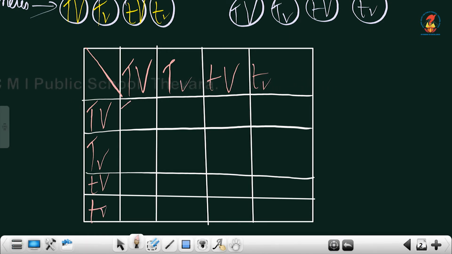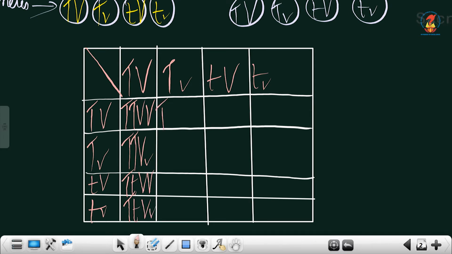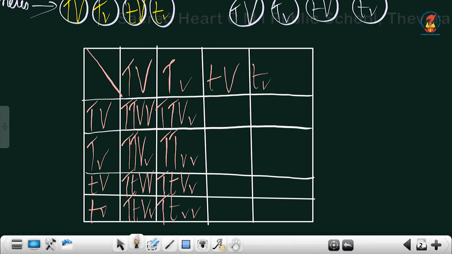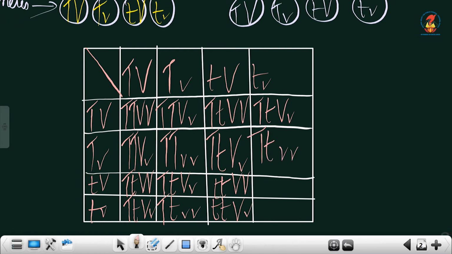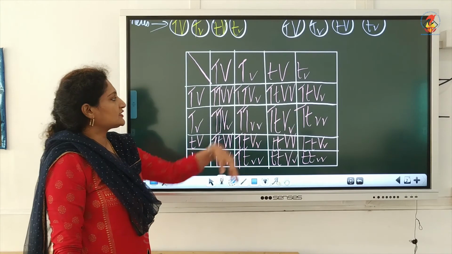I am doing the filling. Capital T, capital T, capital V, capital V, capital T, capital T, capital V, small v, capital T, small t, capital V, capital V, capital T, small t, capital V, small v, capital T, capital T, capital V, small v, capital T, small v, small v, capital T, small t, capital V, small v, capital T, small t, small v, small v, capital T, small t, capital V, capital V, capital T, small t, capital V, small v, small t, small t, capital V, capital V, small t, capital V, small v, capital T, small t, capital V, small v, capital T, small t, small v, small v, small t, capital V, small v, and the last cell small t, small v, small v.